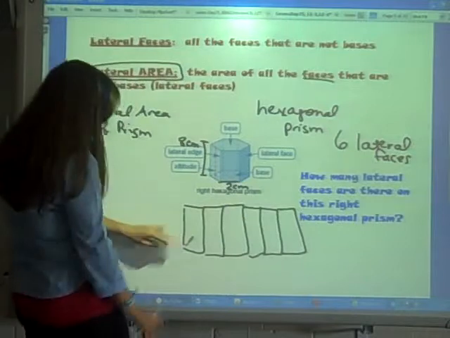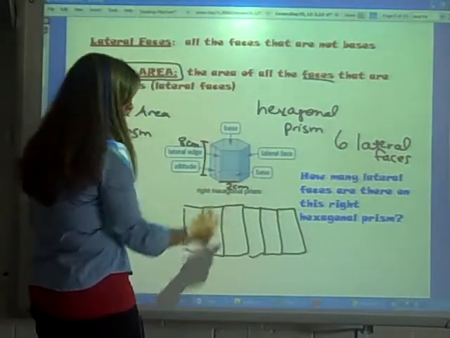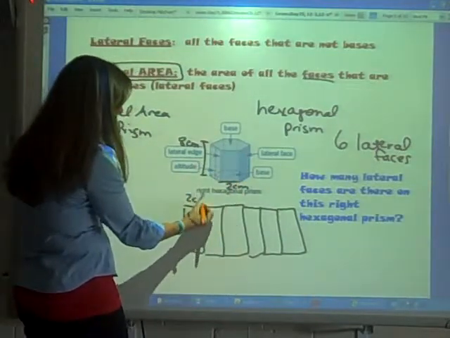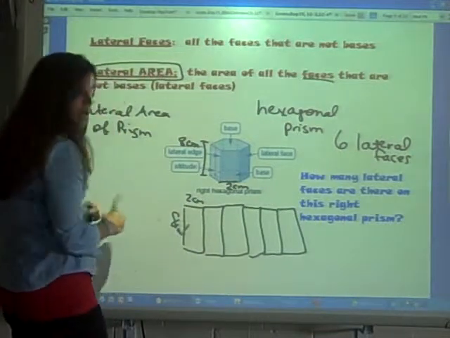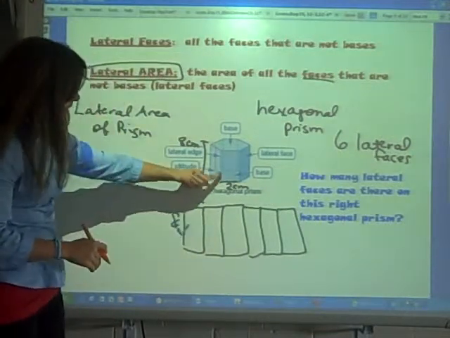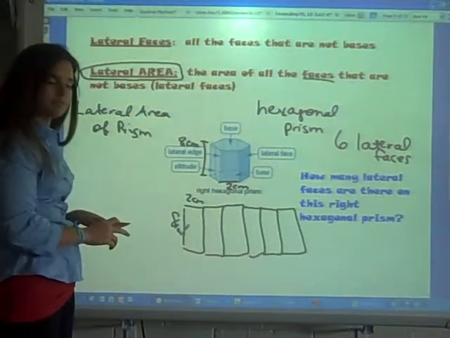There are 6 of those. We do not include the bases on this. And what is the dimension of every one of these little faces? It's 2 centimeters by 8 centimeters. Is that not correct from the information I gave you?